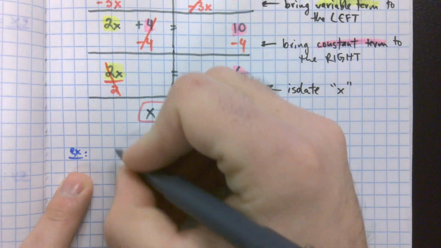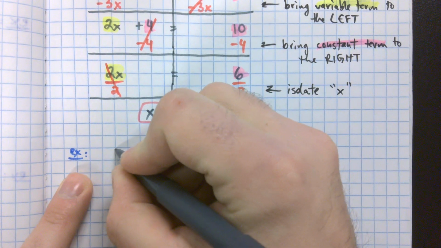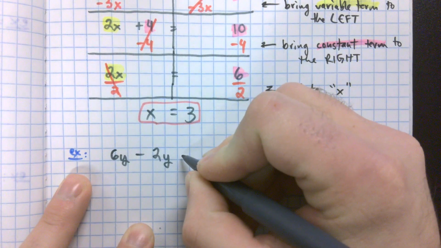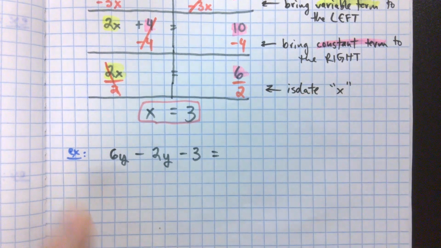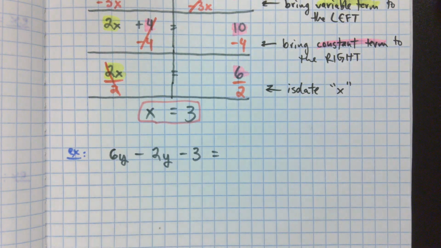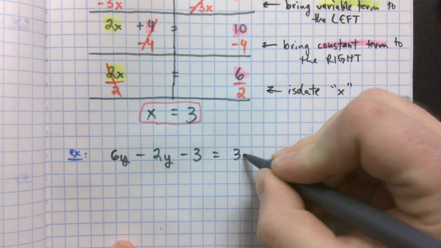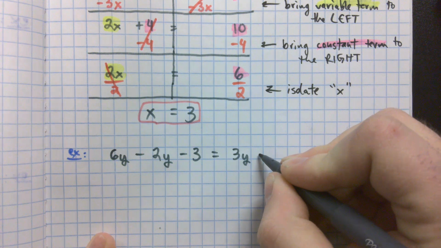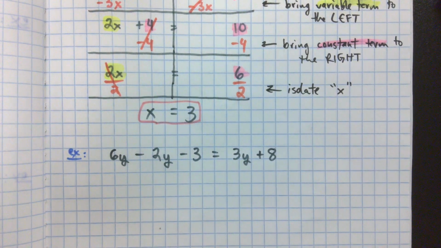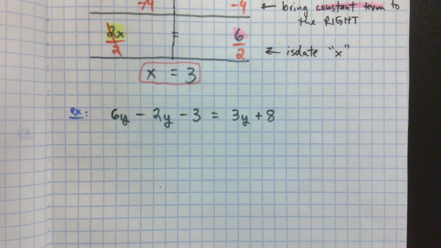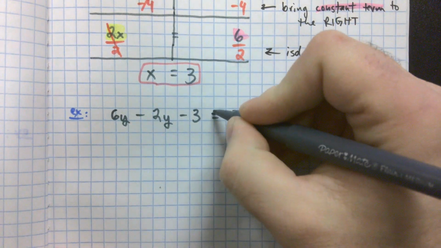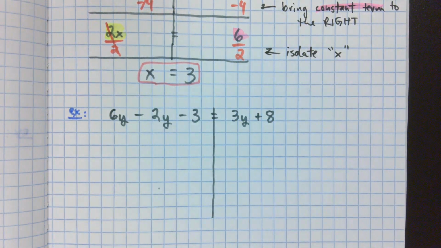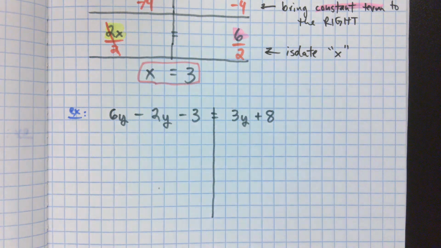Let's take a look at another example. Let's say we've got 6y minus 2y minus 3 equals 3y plus 8. I'm going to split my equal sign just like that before we start highlighting.